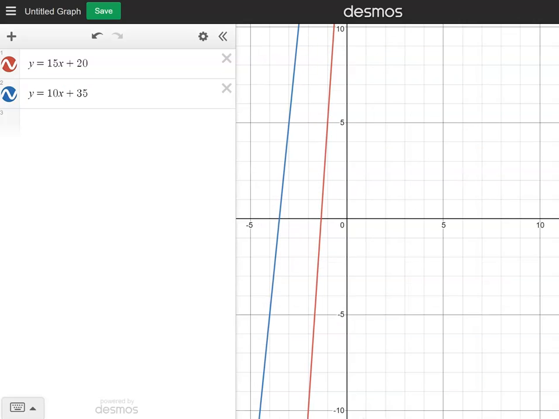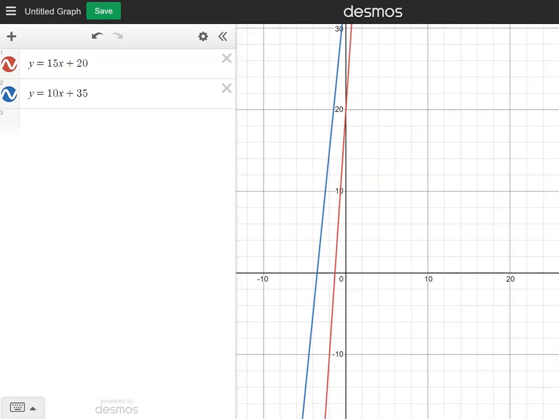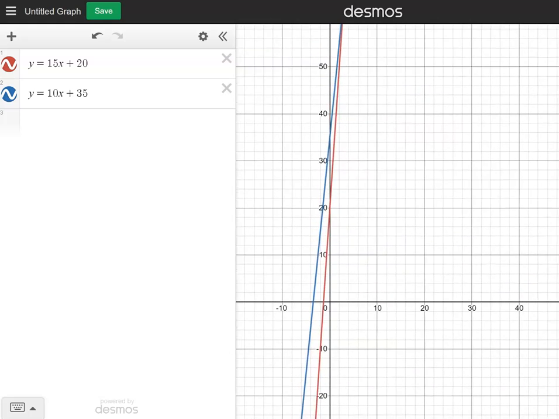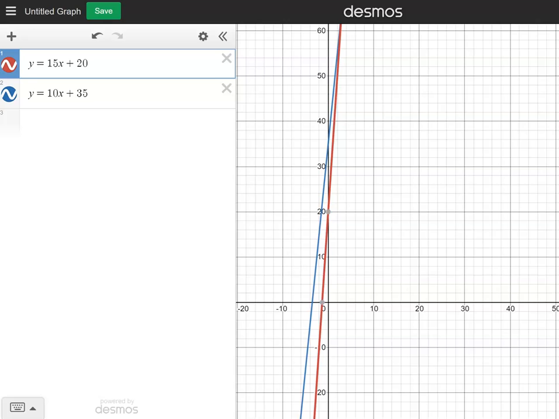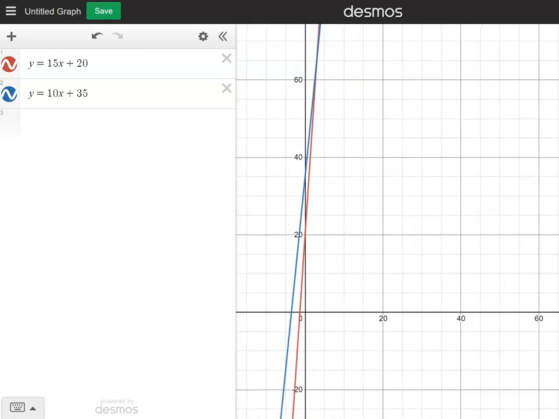So what do we have here? You can see 3 and 65. So that is the point of intersection. The two lines, the two equations, as you can see, the blue line and the red line, intersect at the point (3, 65).